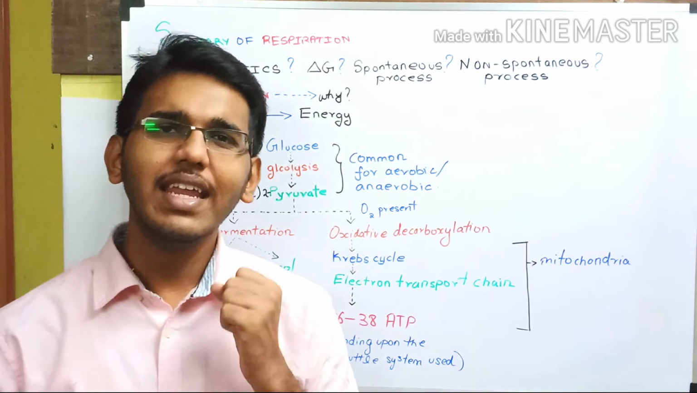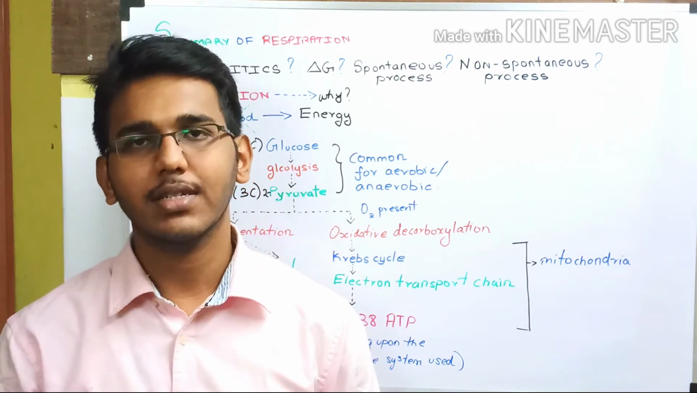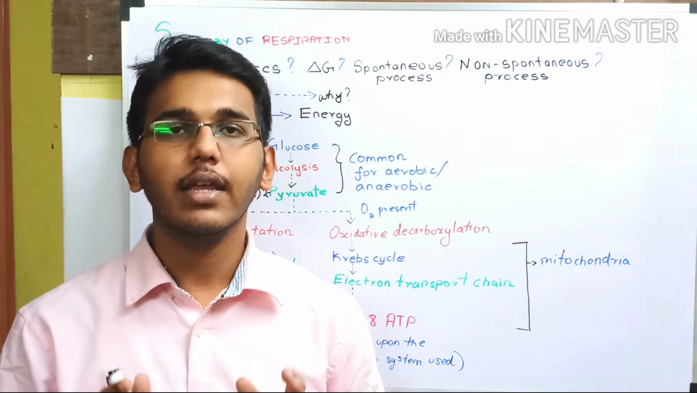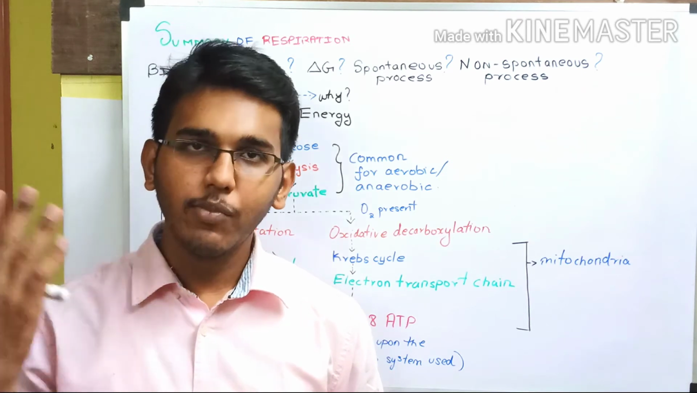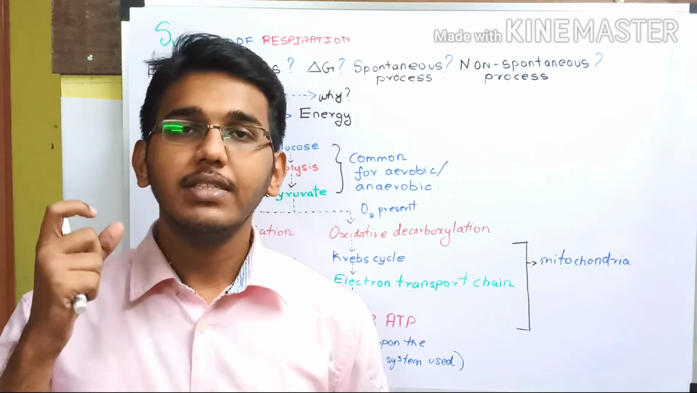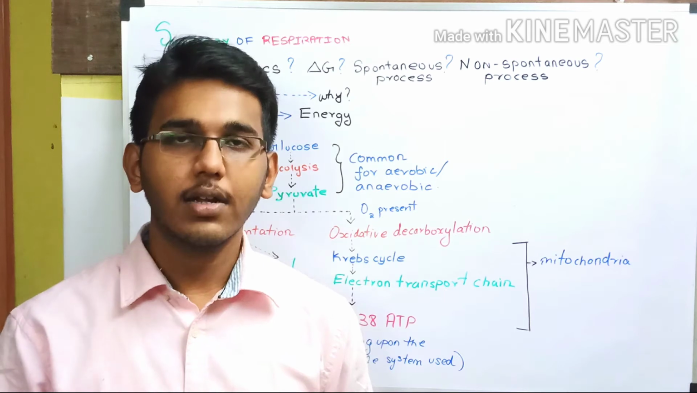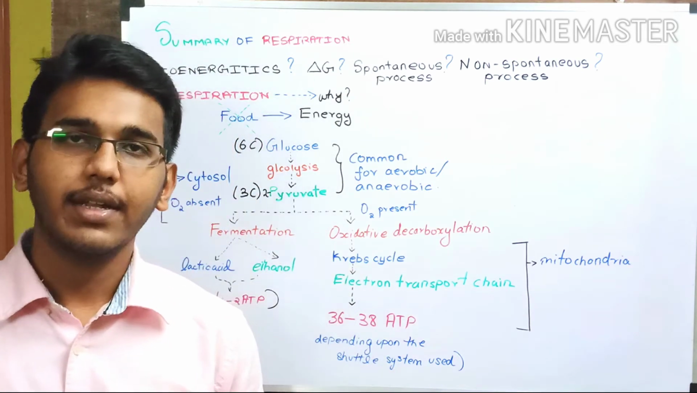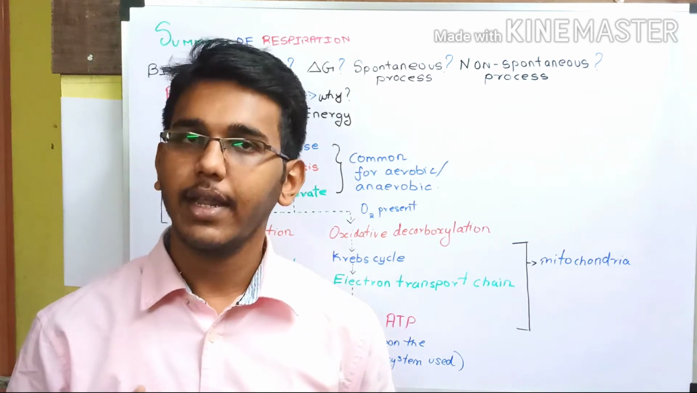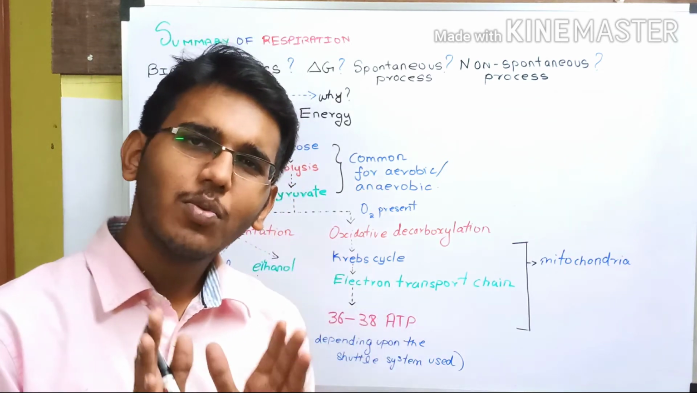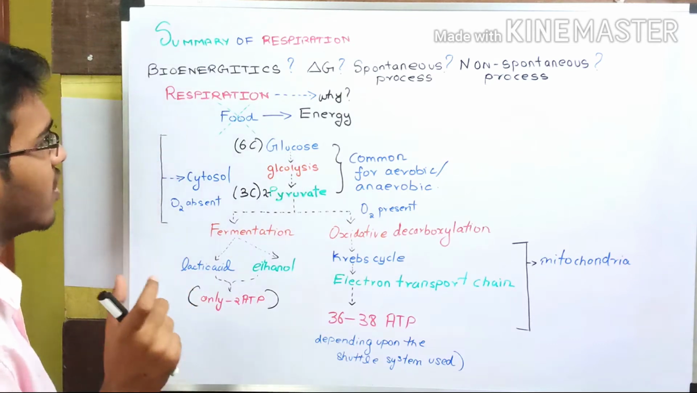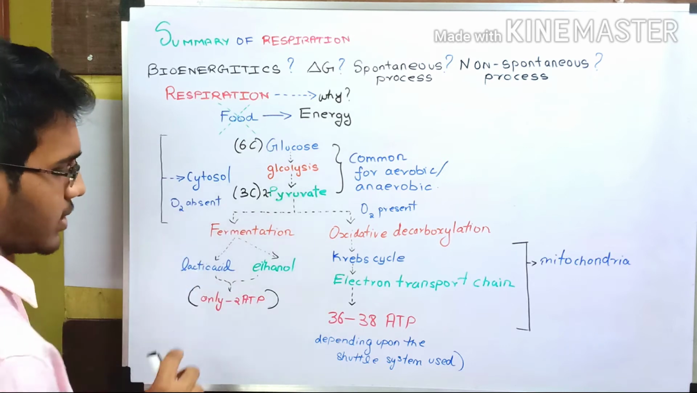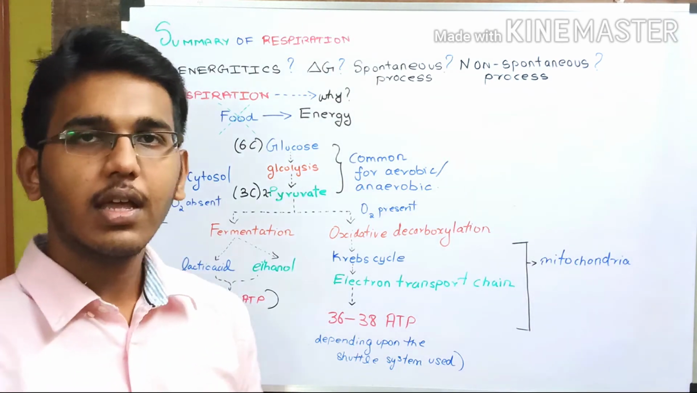So why we need energy, why we need respiration, is because of the many non-spontaneous processes occurring in our biological world. Even my hand movement is a non-spontaneous process which requires external energy, and so respiration is occurring to produce energy to meet the needs of these non-spontaneous processes. So basically, what is respiration? The basic definition of respiration is the breakdown of food molecules to produce energy. This is the basic level definition of respiration.